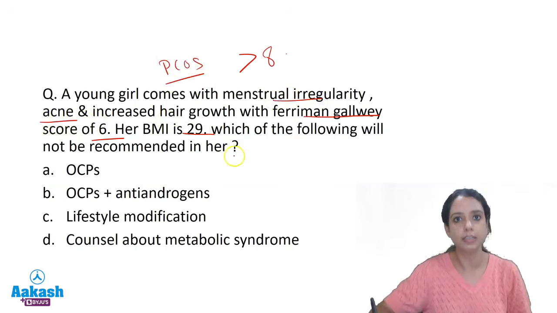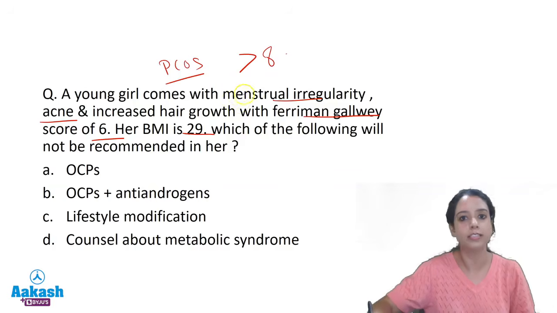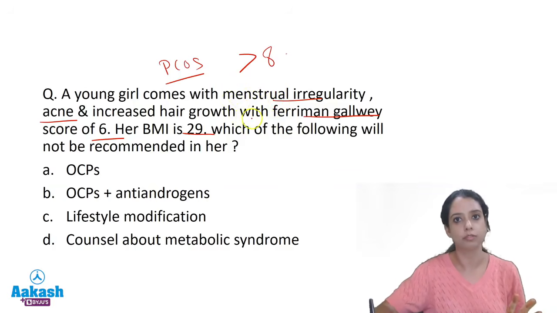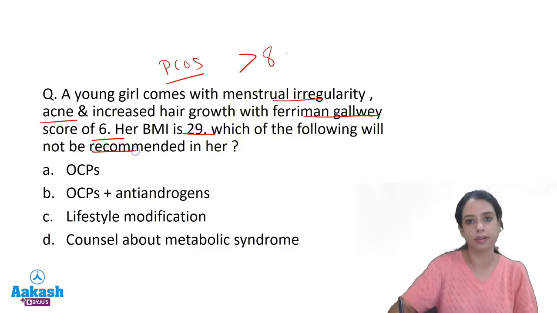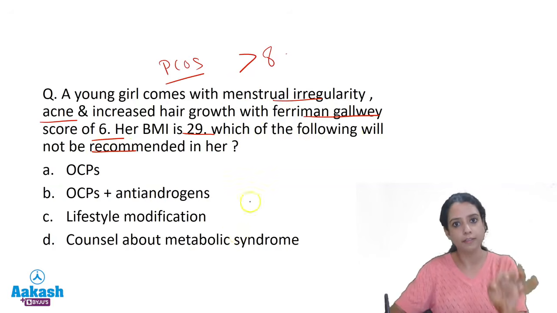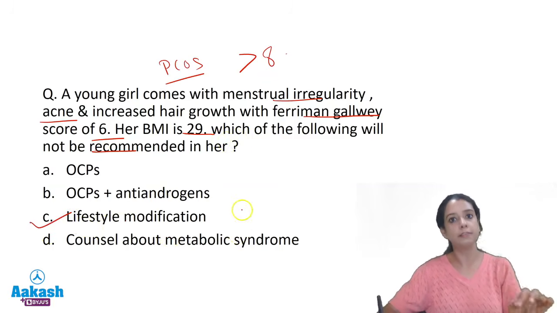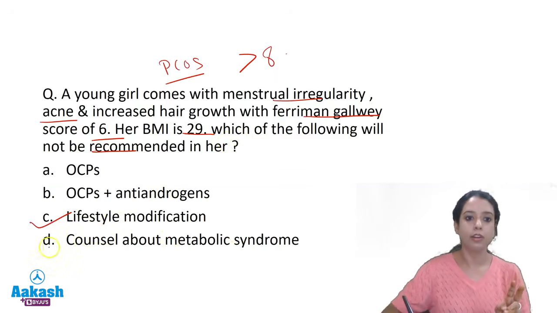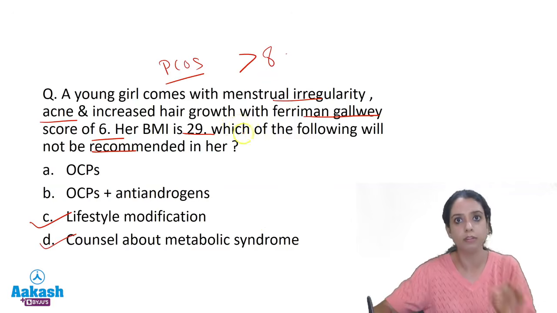So definitely she needs treatment. But her score is 6. She is not hirsute. She does not particularly need treatment for hirsutism. The question was, which of the following will not be recommended? First thing in every PCOS, especially if she is obese, is lifestyle. Lifestyle is the first thing you will advise every PCOS patient. Second, will you counsel her for metabolic syndrome? Definitely. She is so obese, you will counsel her for metabolic syndrome.